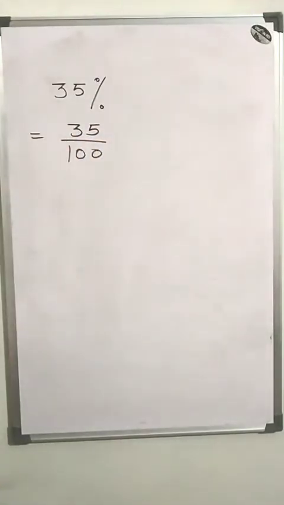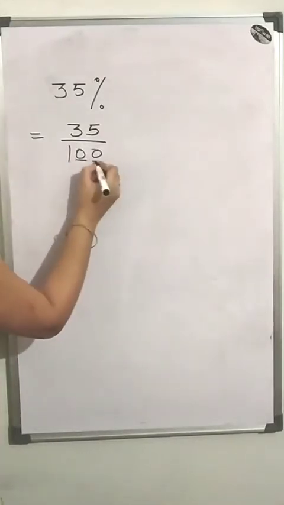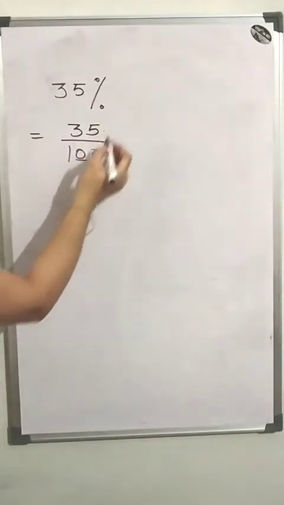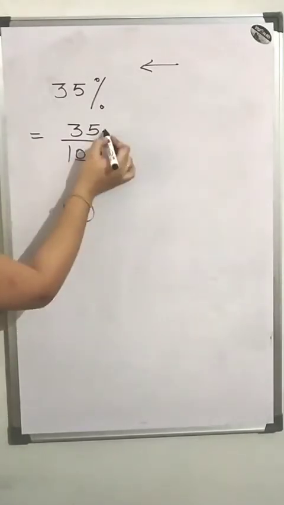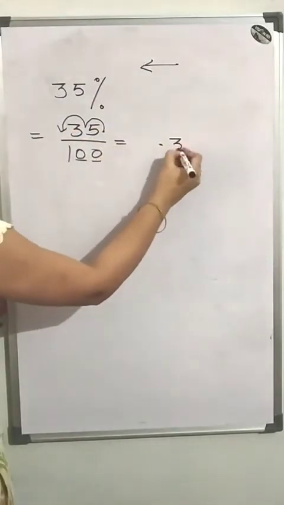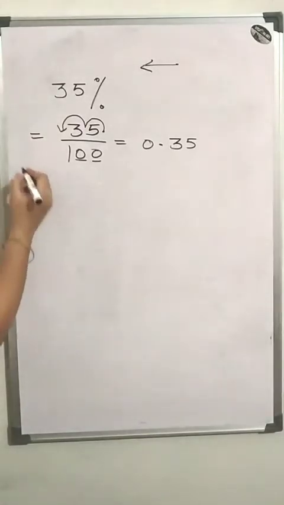Because in my last video I explained to you, whenever 2 zeros are there in the denominator, what do we do? Just see, the 2 zeros are here. We assume that the decimal is after the number, so it moves left. How many places? 2 zeros means 2 places left. So move the decimal 2 places left. This becomes 0.35. So this is equivalent to 0.35. Okay.